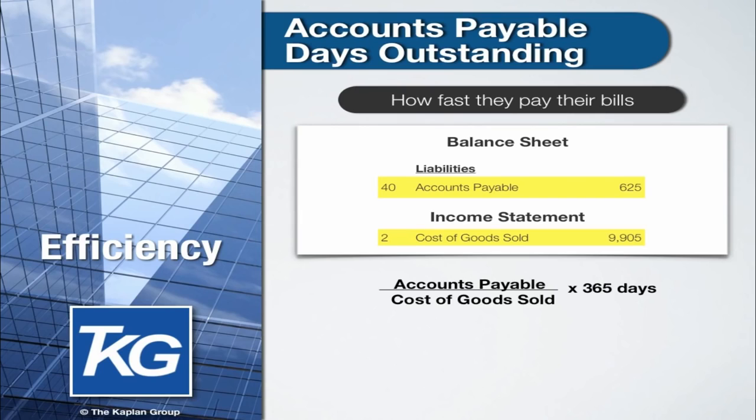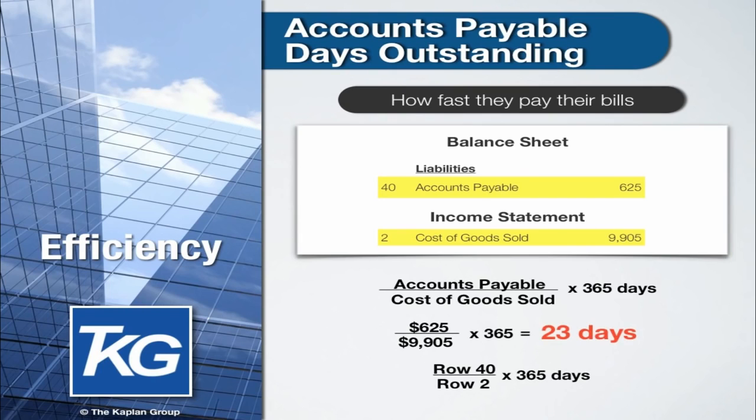To calculate the standard ratio for this company, they had $625,000 in accounts payable outstanding, and we divide that by cost of goods sold of $9,905,000, and then multiply that by 365, and it shows that their days payable outstanding was only 23 days. This means they are a very fast payer. Companies who are thinking about providing credit to this business should be very comfortable with this number.